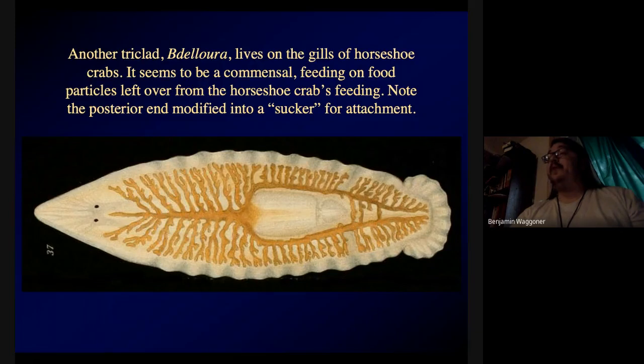And you can see that one main branch going to the head with, of course, a lot of side branches. And then two branches going to the posterior, by left and by right. And the posterior end here has been modified into a sucker. So this one is not a major parasite, but it is a commensal, and it might give you an idea of what early stages in a parasitic relationship might look like.